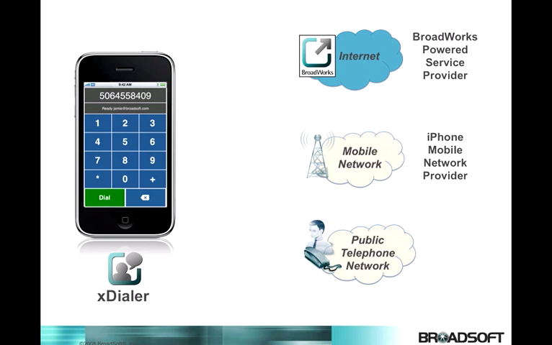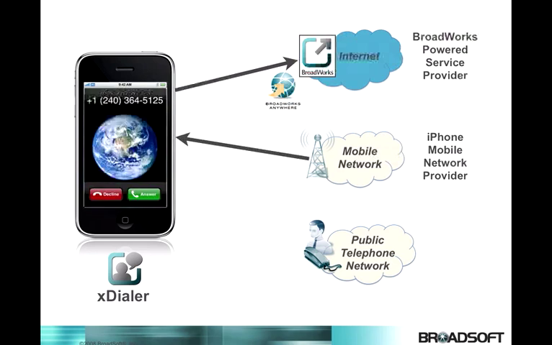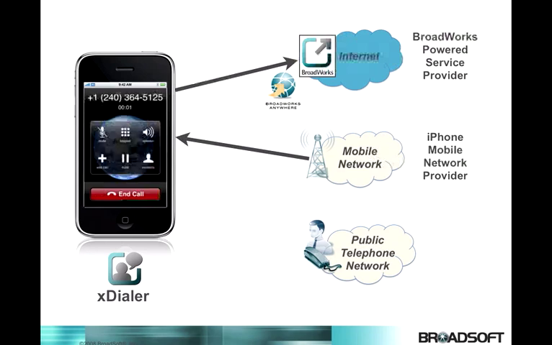But instead of originating the call through your iPhone service provider, the xDialer triggers an extended service over the internet to your BroadWorks powered service provider. The BroadWorks Anywhere service on your account is invoked, and after a few seconds you will receive an incoming call over the mobile network. When you answer it, BroadWorks Anywhere will complete the call to the number you dialed through the xDialer.